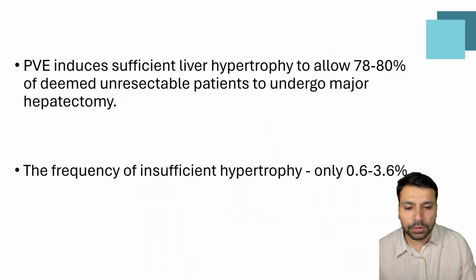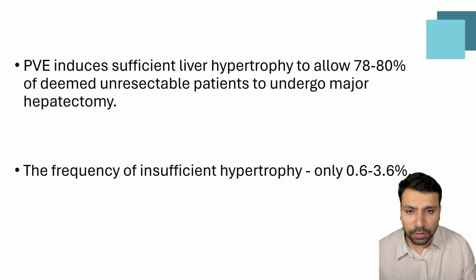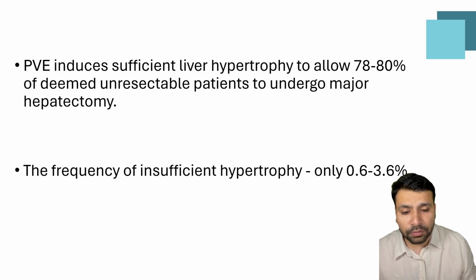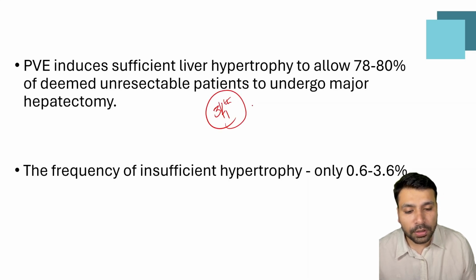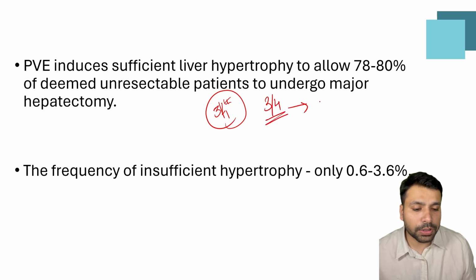Moving on, it causes hypertrophy of the liver remnant so that 78 to 80% of unresectable patients can undergo a major hepatectomy. It converts almost three-fourths of all unresectable patients to resectable.